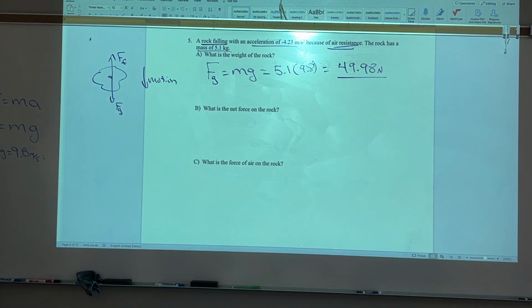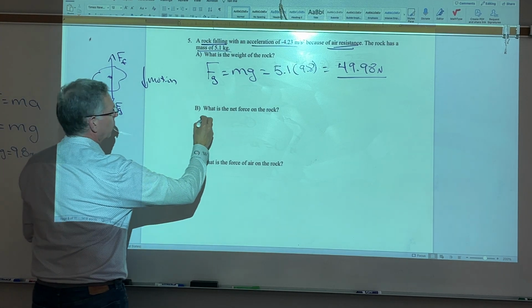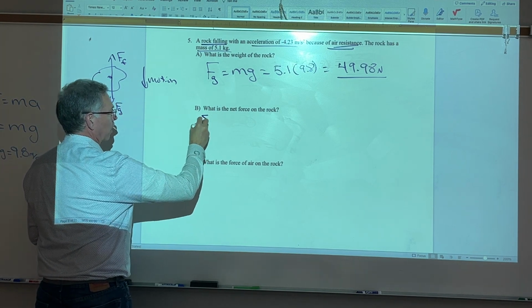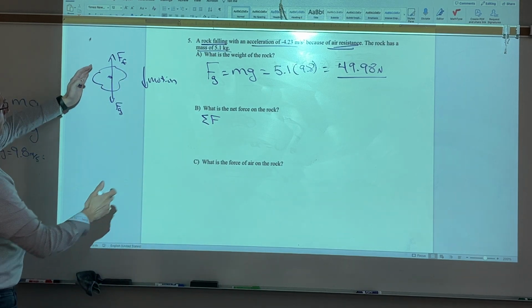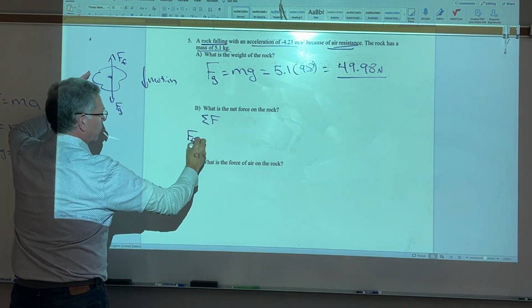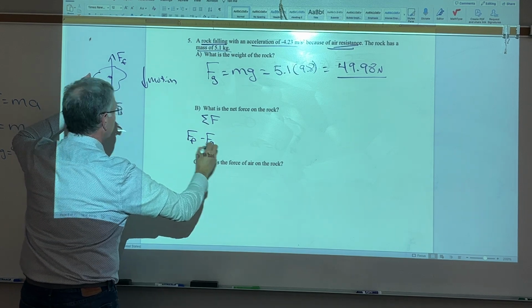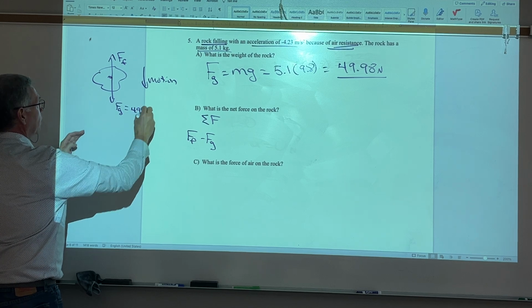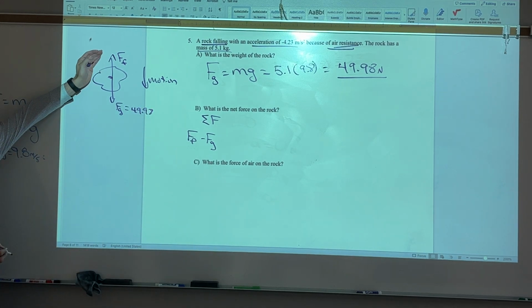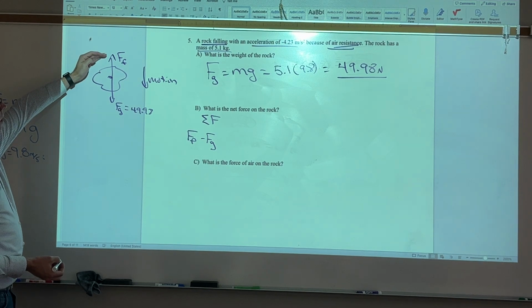All right, so this one asks, part B, what's the net force? Okay, so we can either do the net force from the sum of the forces. So from this, which would be force of friction minus the weight. Okay, we know this one's 49.98. Do we know the force of friction? Yeah, what's the force of friction? Negative 4.23. Negative 9.8 plus the negative 4.